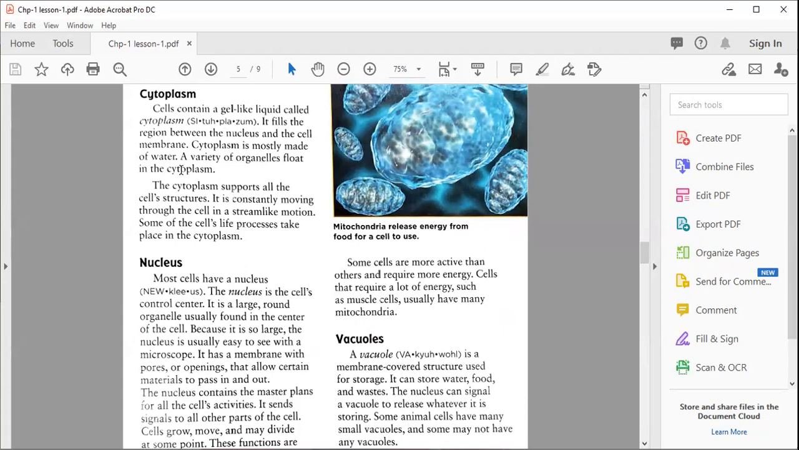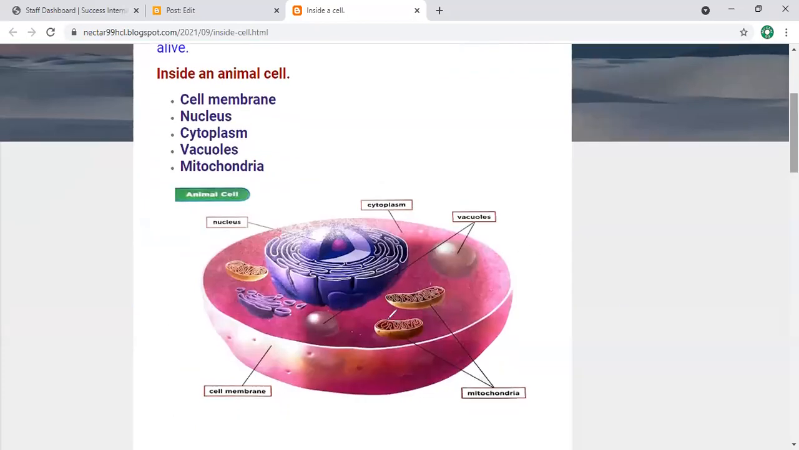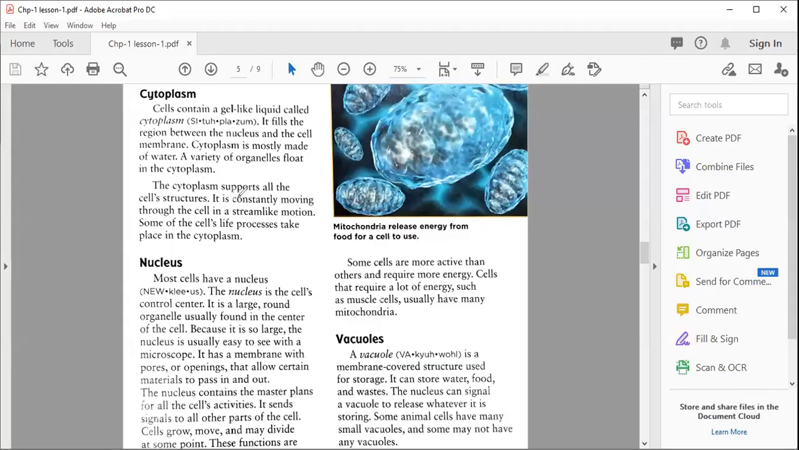Same like when you jump into the swimming pool, you start floating everywhere in the swimming pool. In the same way, this cytoplasm, now I am going to take back on the screen where you can find this. Yeah, look, all this liquid is named cytoplasm, and all organelles are floating in this gel-like liquid. Okay, my dear, now come back to your textbook. Yeah, here. The cytoplasm supports all the cell structures.